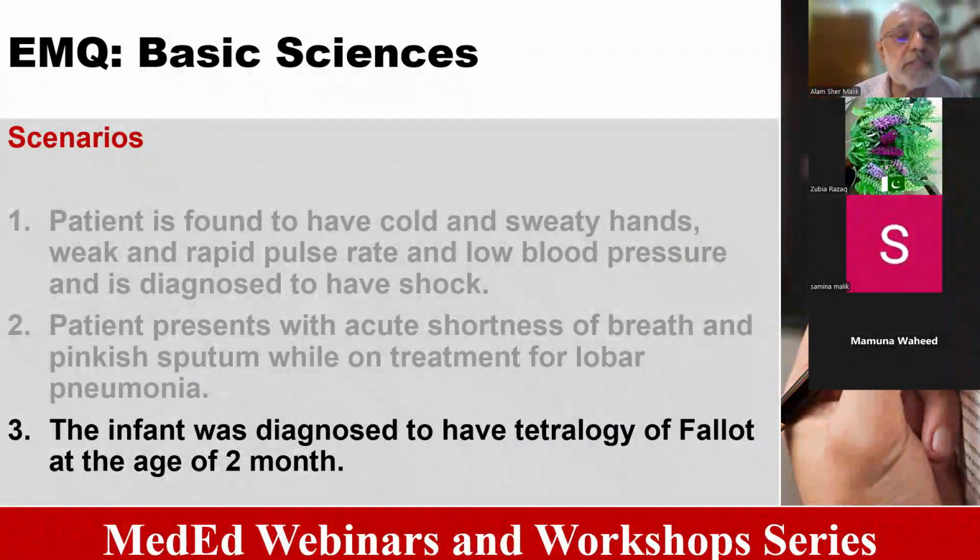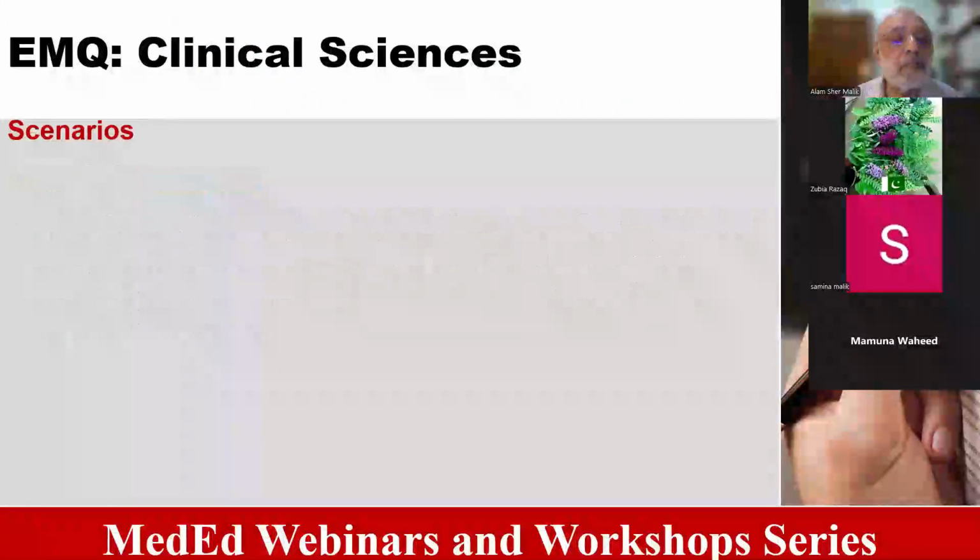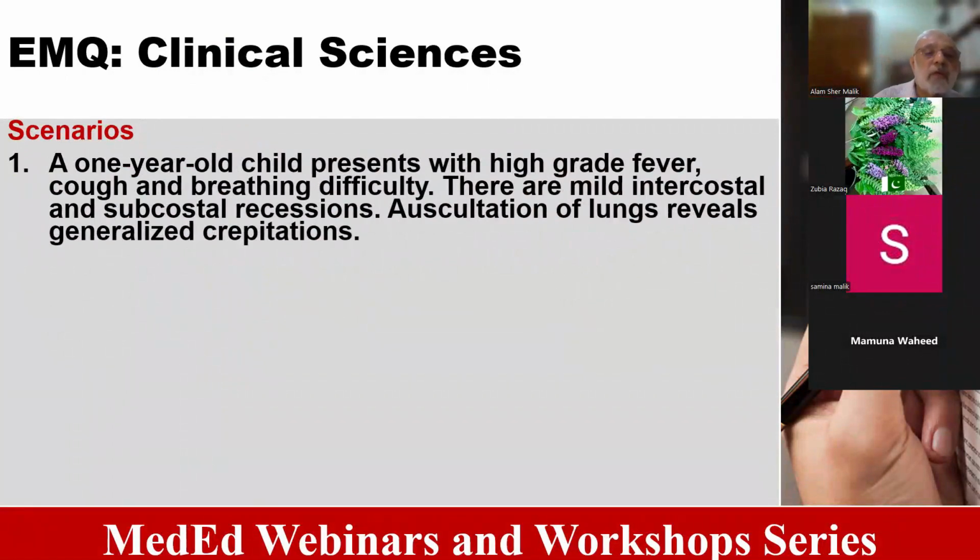Now we want to use the same theme, for example, in clinical years. So the theme is cyanosis, but now the options would be the clinical conditions: bronchiolitis, pneumonia, shock, tetralogy of Fallot, and tricuspid atresia. And then we have the lead-in statement, and then the scenarios. 1, a 1-year-old child presents with high-grade fever, cough, and breathing difficulty. There are mild intercostal and subcostal recessions. Auscultation of lungs reveals generalized crepitations.